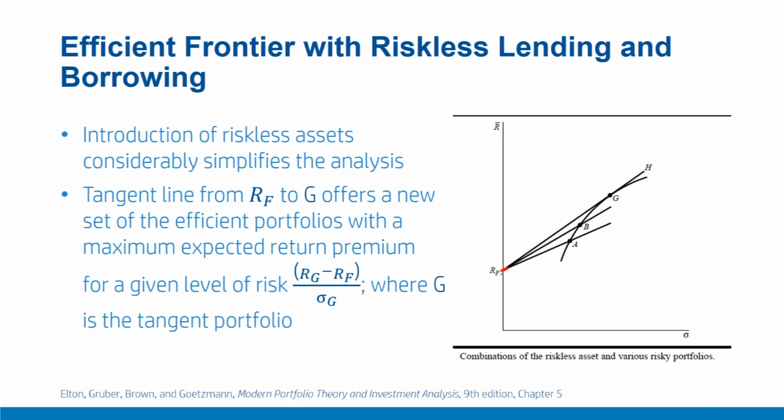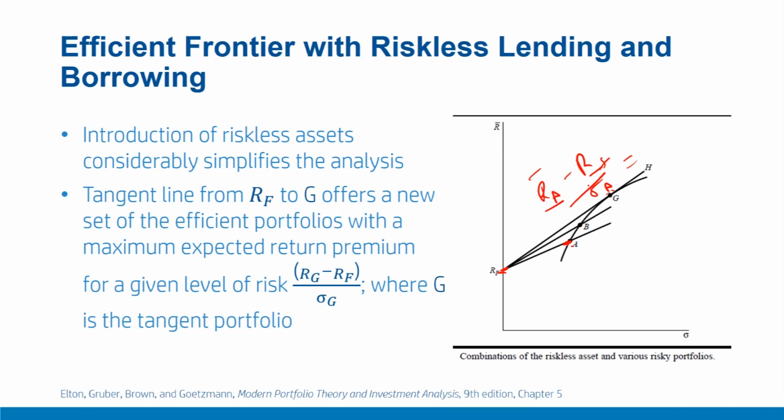Now here the intercept is RF. This risk-free rate becomes our intercept. And if you pick any point A on this efficient frontier, then the slope of this line would be R_A bar, which is my expected return on A, minus RF, upon sigma A, which is the standard deviation or risk of security A. This is often referred to as the Sharpe ratio also. R_A bar is the expected return on security A and RF is the risk-free rate.